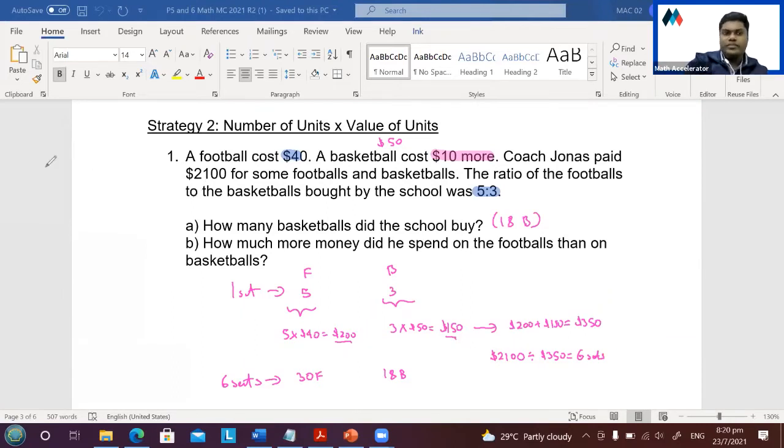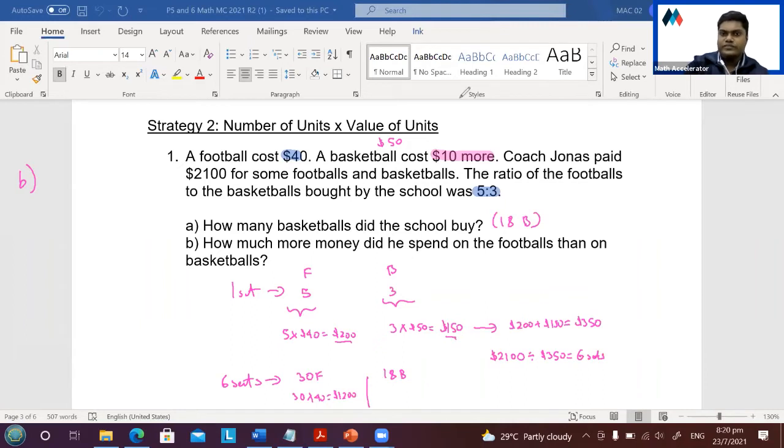Okay, now for part B, how are you going to solve part B? How much more money did he spend on the football than on the basketball? Okay. So there are 2 ways to do this, all right? So firstly, how many footballs did he buy? 40, correct? Not 40, sorry. How many footballs did he buy? 30 footballs, and each of them costs 40. So you can take 30 times 40. So we write 30 times 40 equals to 1,200.